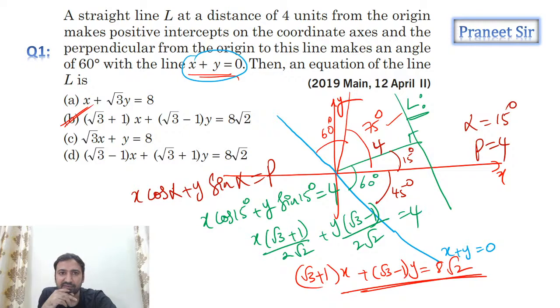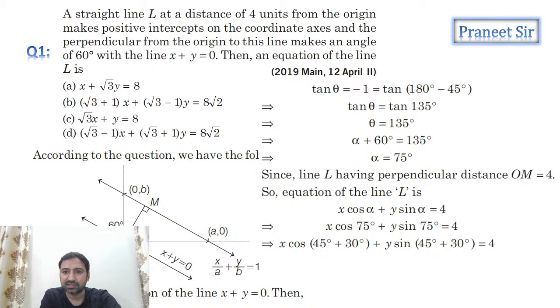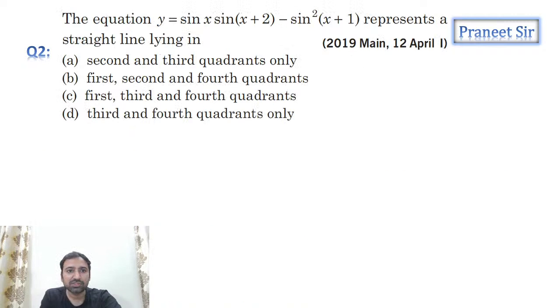Both are having positive intercepts only. So both the answers can be possible. Second option and fourth option, both can be possible. Okay. Right. So next one. Let's do the next question, guys.